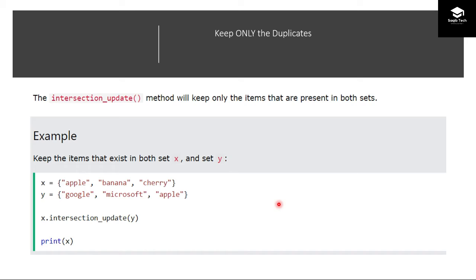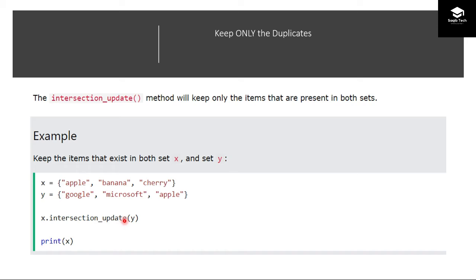If you want to keep only the duplicate values, I have two sets. For example, X has apple, banana, cherry, and Y is equal to Google, Microsoft, Apple. I want to check which items are common in both sets. If I just want to keep the common items, what will I write? I will write x.intersection_update.